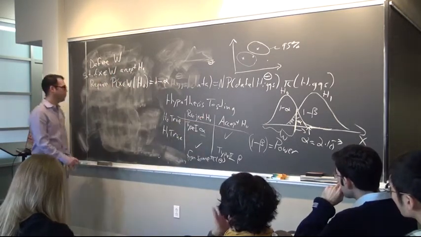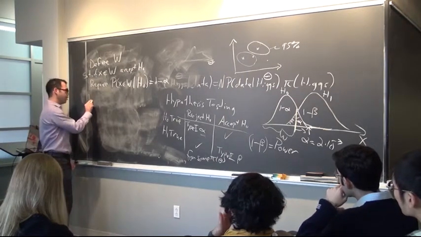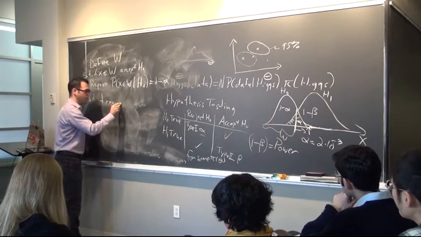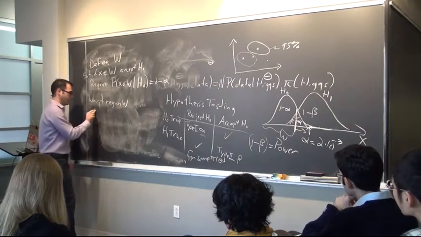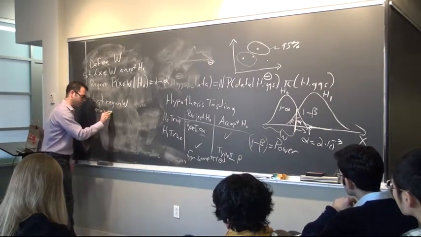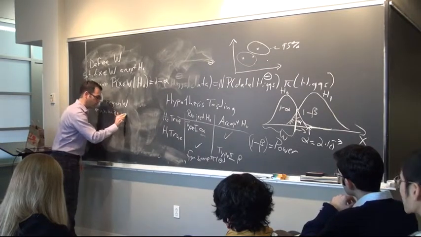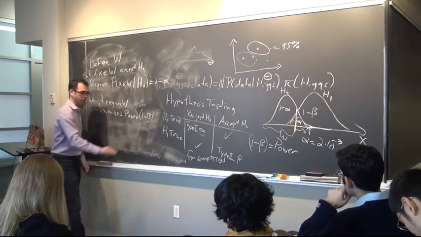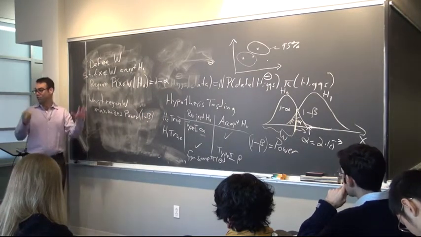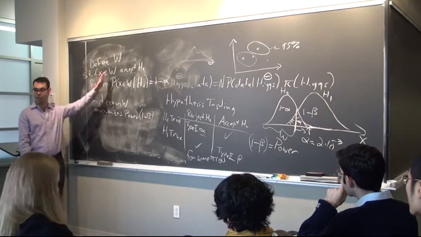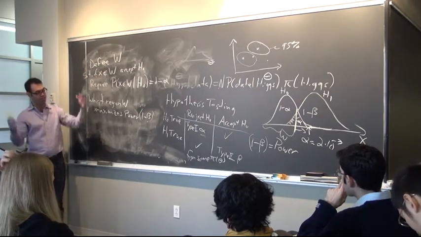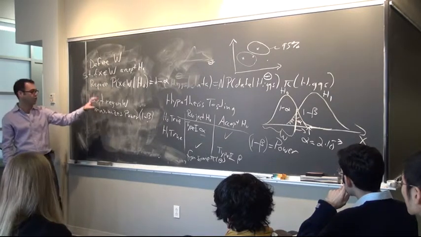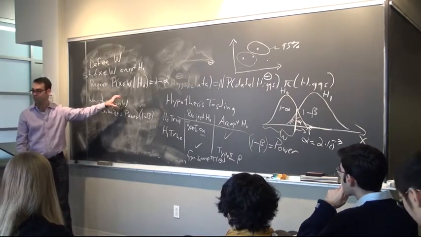And now I want to ask the question: what region W maximizes the power? That's super general, right? This is what I want for my data in general. Can I come up with some way of constructing this region that's always going to be the best?